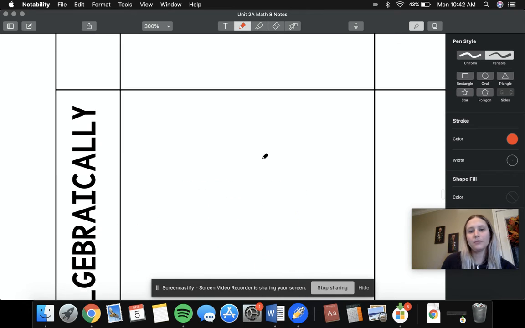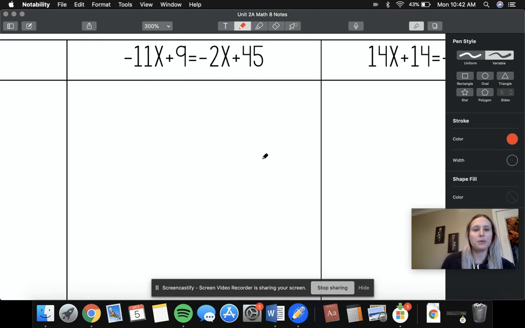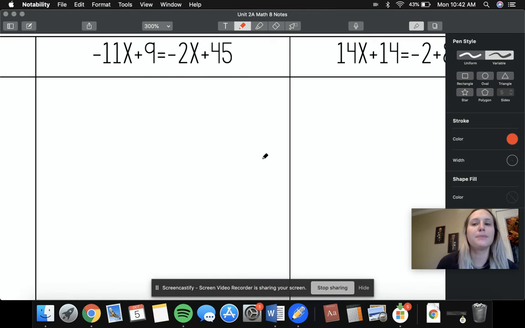Okay. All right, for our next problem, we have negative 11x plus 9, and that equals negative 2x plus 45.